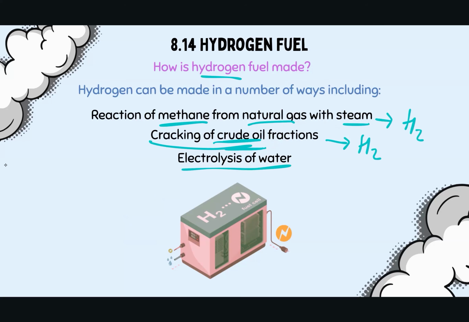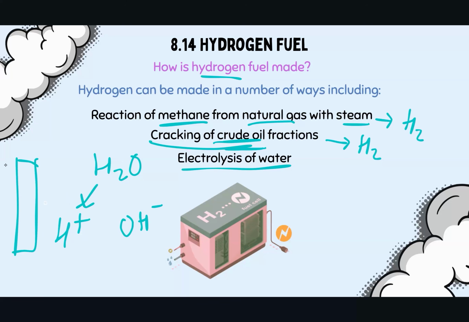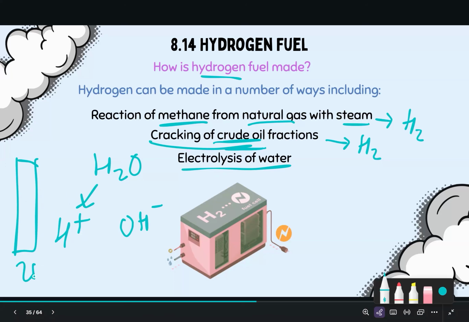Or you can do the electrolysis of water, which splits H2O water into H plus and OH minus. And when the H plus goes to the cathode, two H pluses gain electrons from the cathode and become hydrogen.